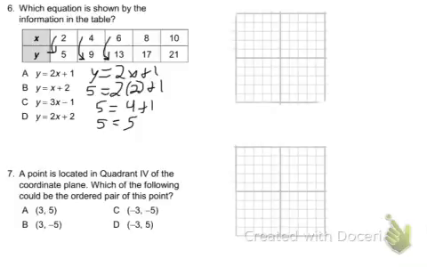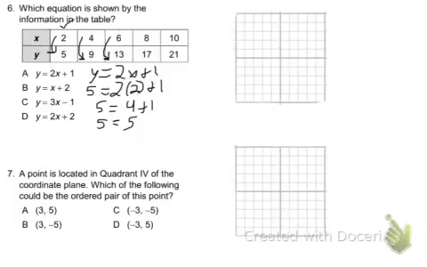Now if A works for all of these, then it's the answer. So let's look. How do we get from 4 to 9? 4 times 2 is 8 plus 1 is 9. All right, that one works. Let's look at the next one, 6 and 13. What is 6 times 2? 12 plus 1 is 13.